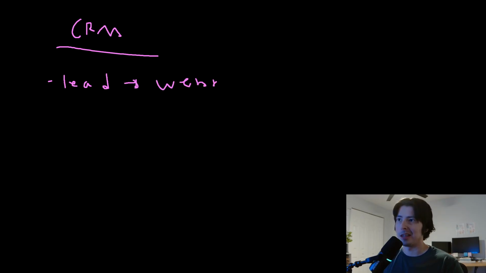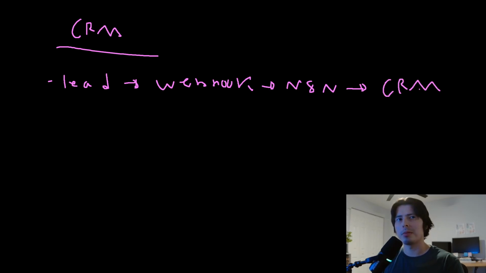From there, it's going to fire off our n8n workflow, and then it's going to shoot back the value of the property to our CRM of choice. Now that record in our CRM has a dirty value, or an estimate of the property's value. So we'll do CRM here. That's kind of what I'm thinking.